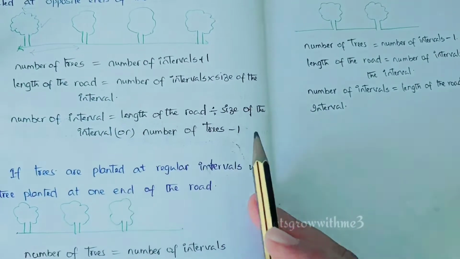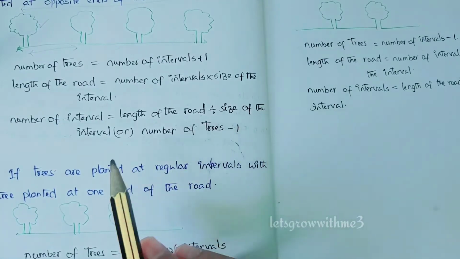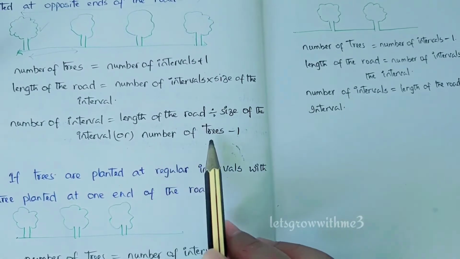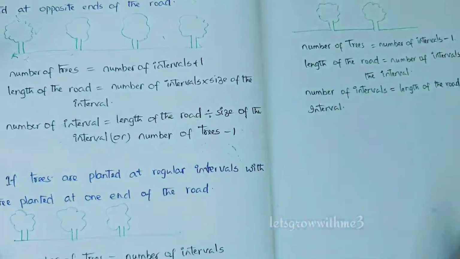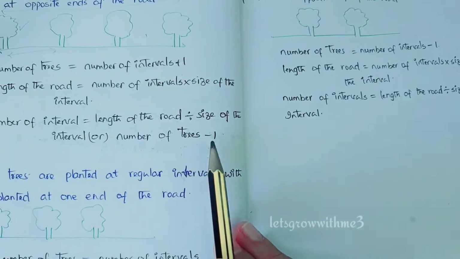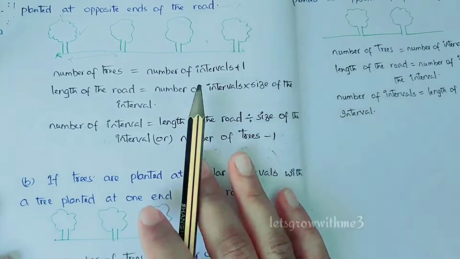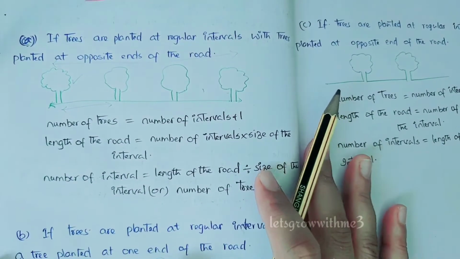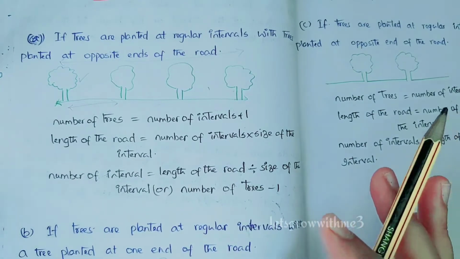So here all are the same except our number of trees and number of intervals concepts. For the number of trees, sometimes we need to add 1, sometimes we need to subtract 1, sometimes we need to make it equal. So in different scenarios it is different, and we just need to concentrate on that. The rest of the two formulas are the same throughout all the cases, so no need to worry. We should just be careful about the number of trees. Okay, so that's all about these three cases.